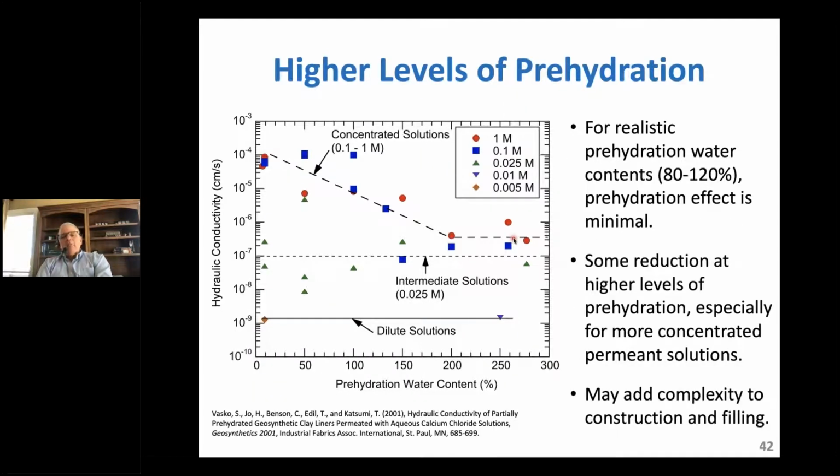Can we get benefit from higher levels of prehydration? We can in some circumstances. If we get the prehydration water content up higher, we'll get a lower hydraulic conductivity. That's what I've shown here in this graph, hydraulic conductivity versus prehydration water content. That tends to be more beneficial for more concentrated solutions, that as the prehydration water content will increase, the hydraulic conductivity will diminish. But it may never diminish enough to really create a benefit of significance that will allow us to consider the GCL to be chemically compatible. In general, I don't put much confidence in prehydration processes for providing additional efficacy or resistance to chemical compatibility of GCLs. I just haven't seen the benefits.